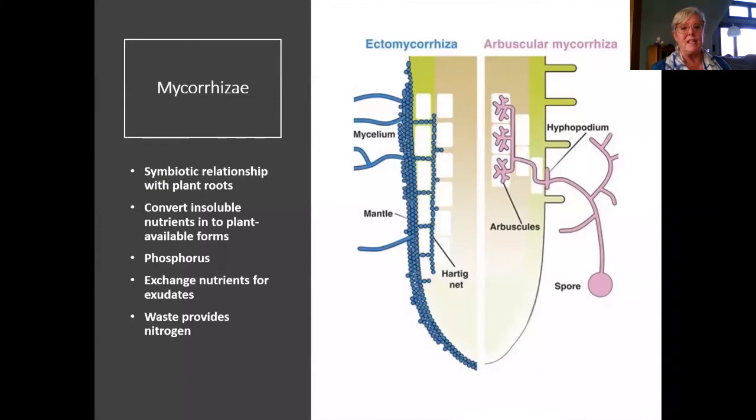So mycorrhizae really have two forms, the ectomycorrhizae and the arbuscular, and I'm not going to go into all of that. It's just nice to know that there are these two different forms. One lives within the plant and the other pretty much works on the outside to make all of this happen for plant health.